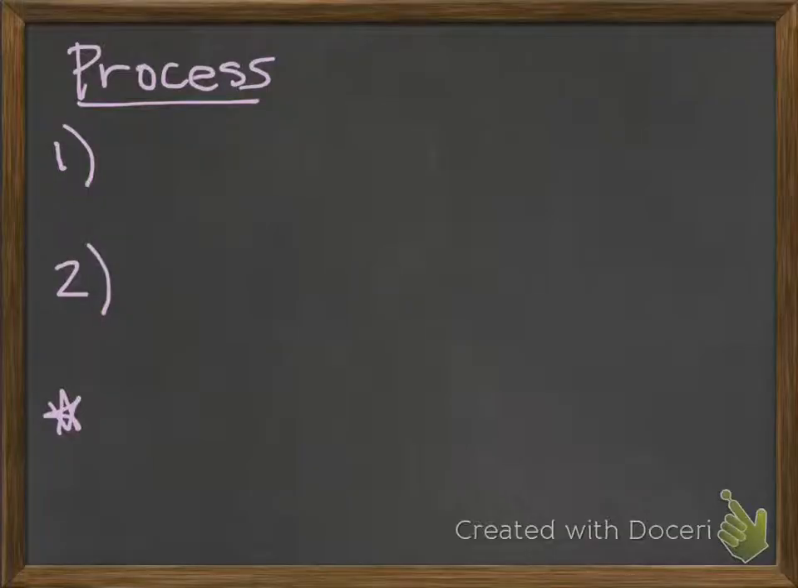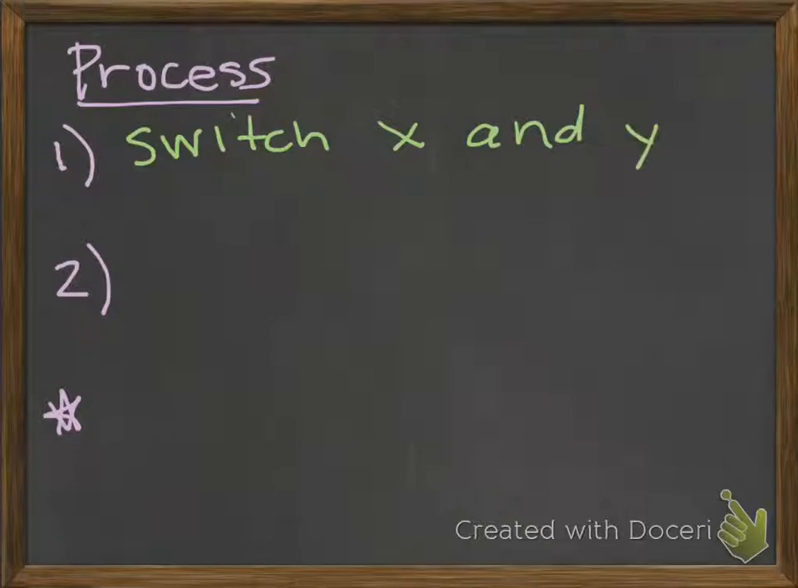So on the next page, for example 2, I want you to go to the right-hand corner of the page and we're going to write down the general process for finding the inverse. So on the back of the first page, on the right-hand corner, there's some space. So step 1 is to switch x and y. Step 2 is to solve for y.